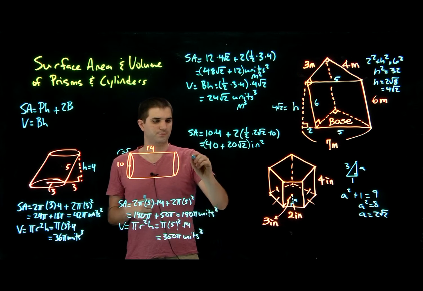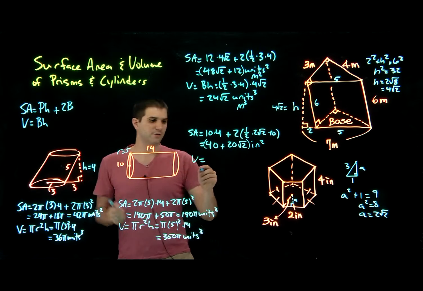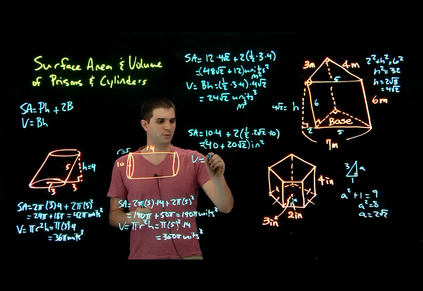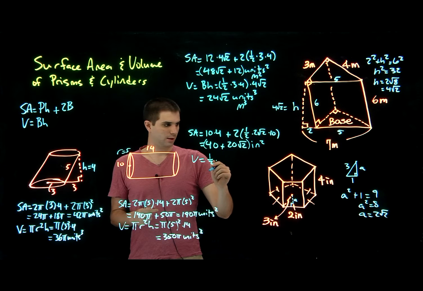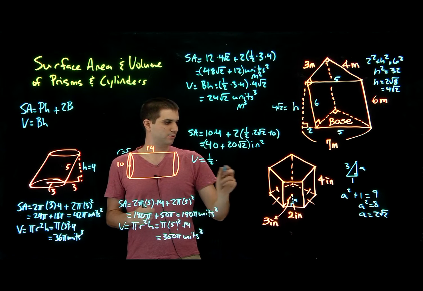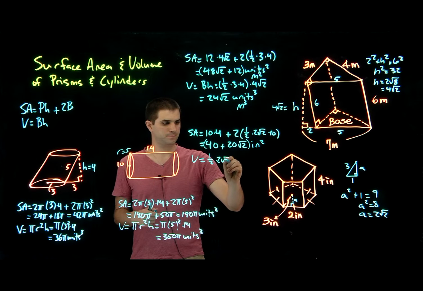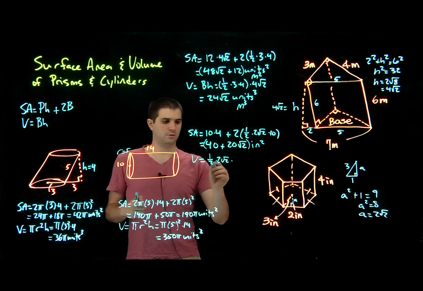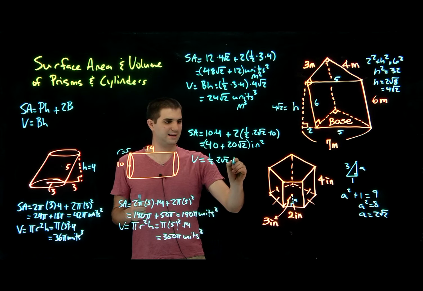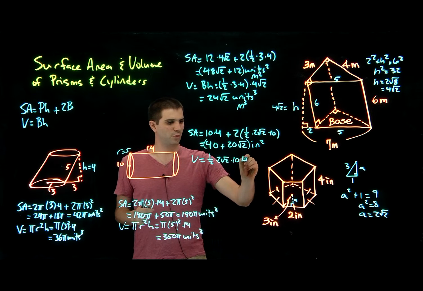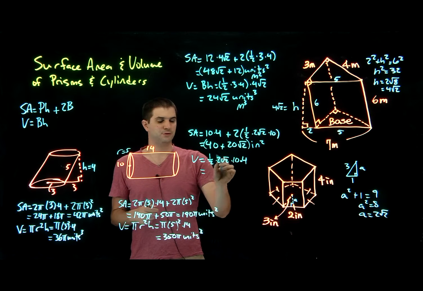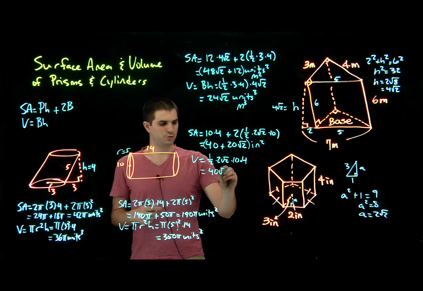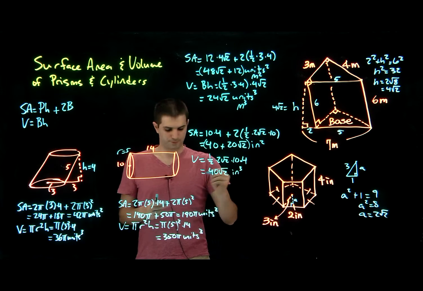And then the volume is going to be area of the base. So area of the base is going to be 1/2 times A, which is 2 root 2, times the perimeter. The perimeter is 10, times the height, which is 4. Okay. So half of 2 is 1. 10 times 4 is 40, so it's going to be 40 root 2 inches cubed.